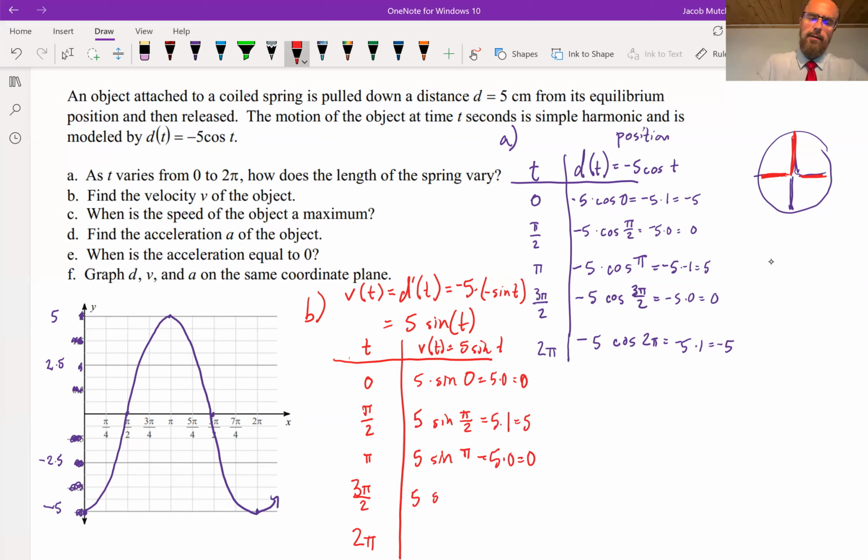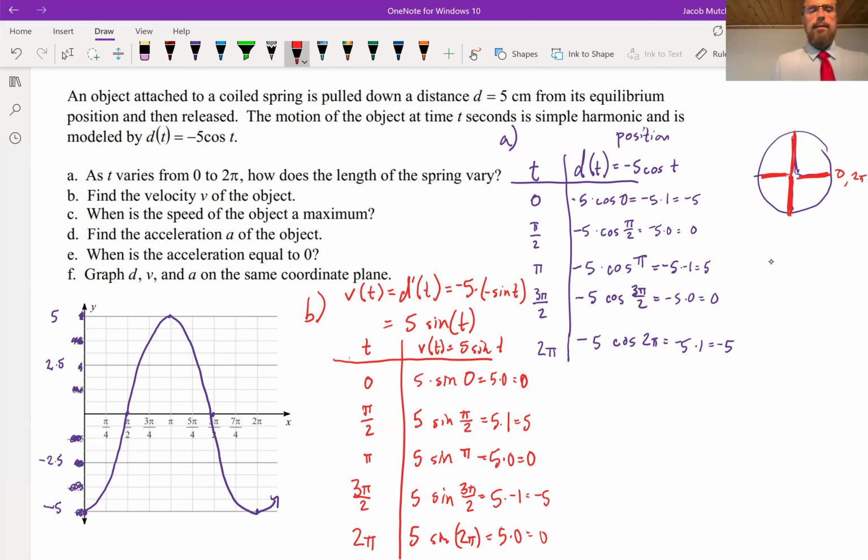It's 5 times sine of 3 pi over 2, and 3 pi over 2 is the lower 90-degree angle. That's negative 1, so that value is negative 5. And then once we hit 2 pi, sine at 2 pi is back to the starting place at 0. That's equivalent, 0 and 2 pi. That's again 0, so 5 times 0 is 0.